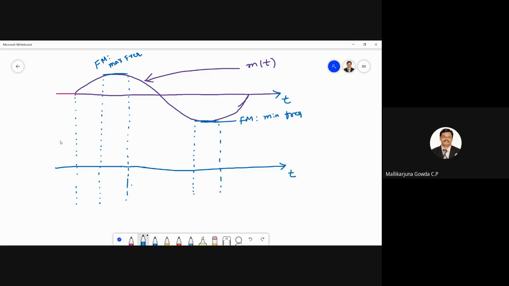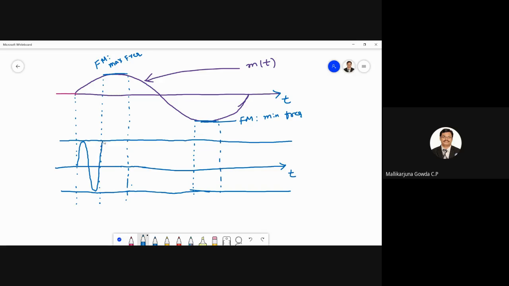And we can draw a line to show the envelope, so it is constant. When compared to amplitude modulation, where the information resides in the envelope of the modulated signal, here the envelope, meaning the carrier amplitude, is constant. So at this point of time, it oscillates at the unmodulated carrier frequency. So here we say it is F minimum.